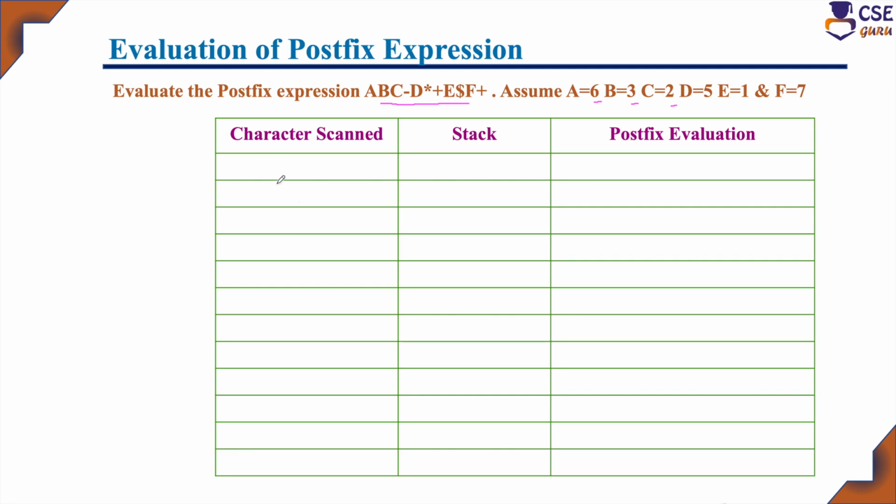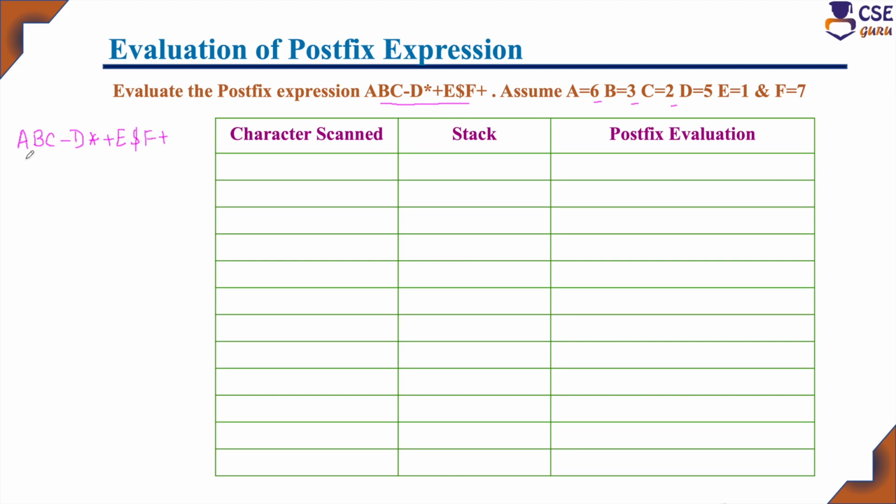To evaluate the postfix expression, we need three columns. One is the input character you are going to scan, then the stack data structure, and then the postfix evaluation comments. Initially the postfix expression is A, B, C minus D star plus E dollar F plus.